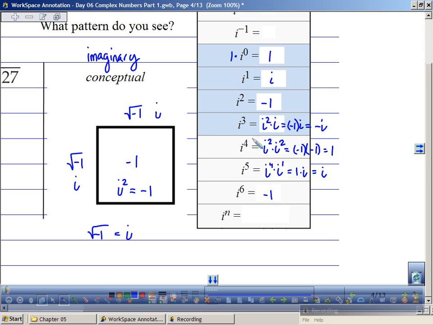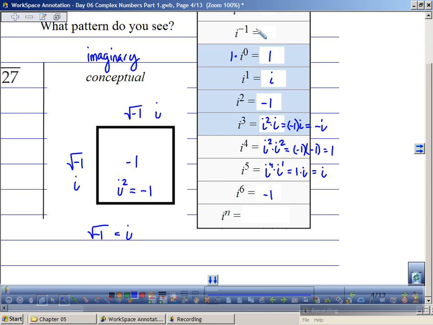Now, what does the pattern recycle at? Every what? Every 4th time. 0, 1, 2, 3, 4, 5, 6, 7, 8, 9, 10, 11, 12, 13, 14, 15, 16, right? It cycles in 4s. So all you really need is what's here in blue. And it goes the same way in the negative direction.